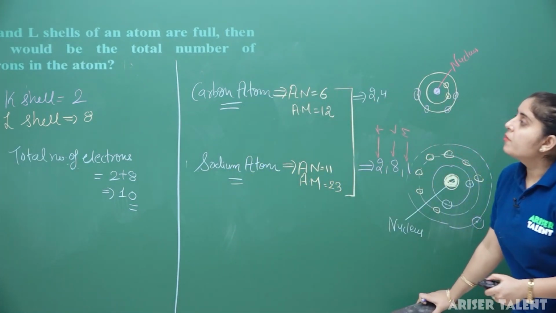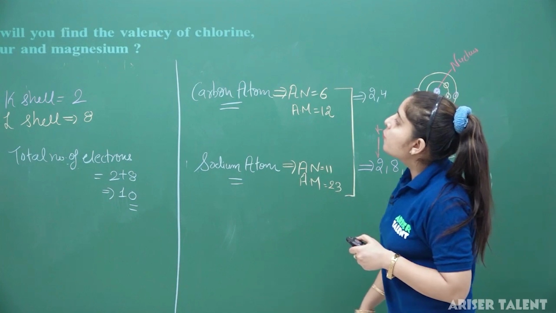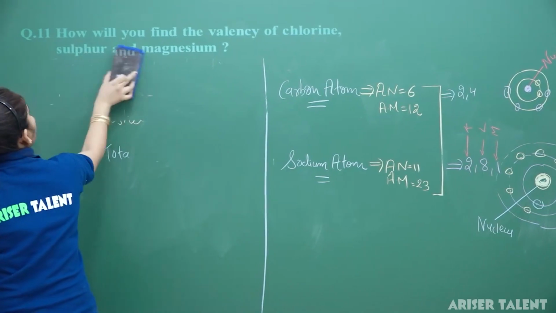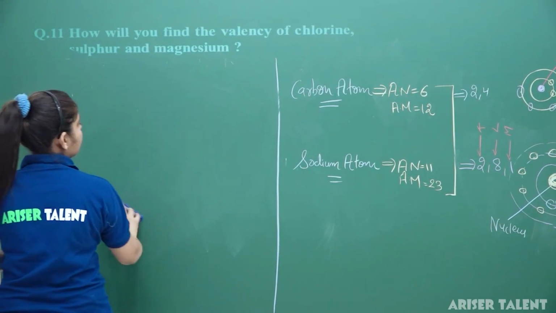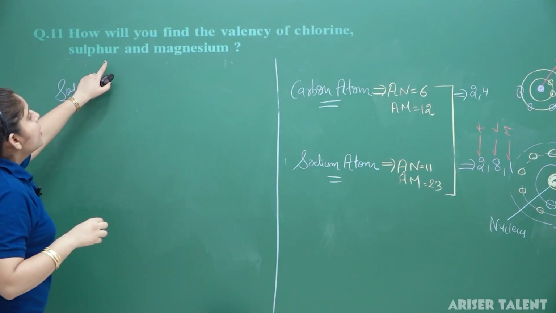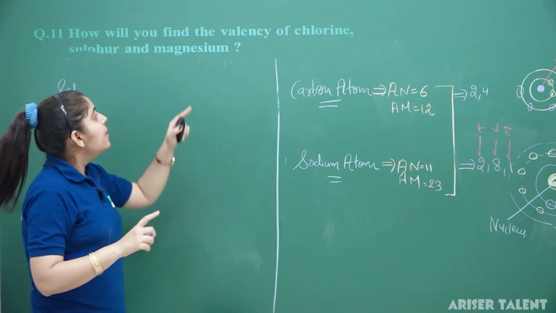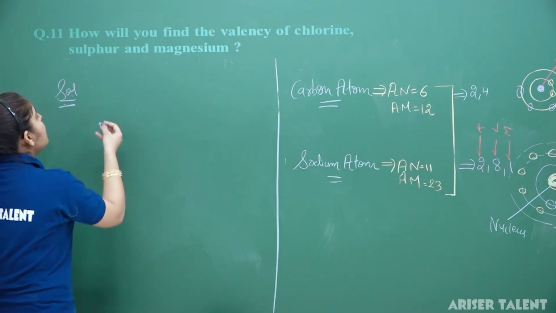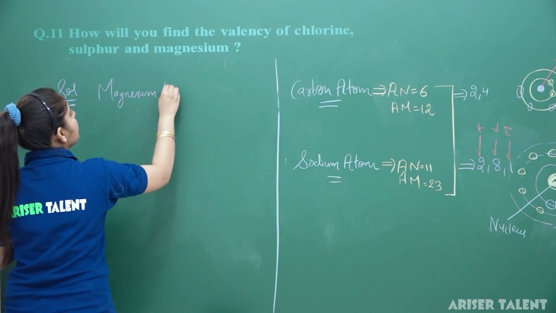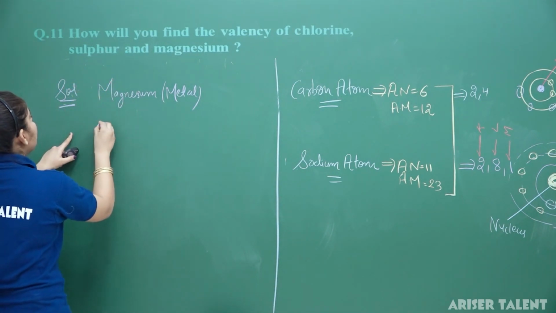Now we have our next question, question number 11. How will you find the valency of chlorine, sulfur and magnesium? So we want to determine the valency of chlorine, sulfur and magnesium. Among all these three, magnesium is a metal, whereas sulfur and chlorine are non-metals.